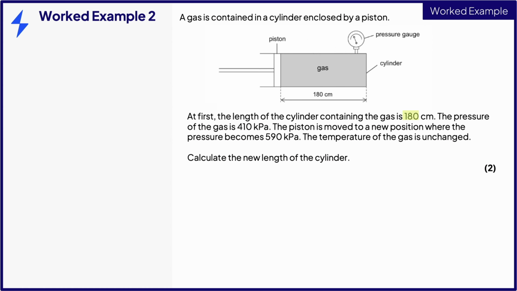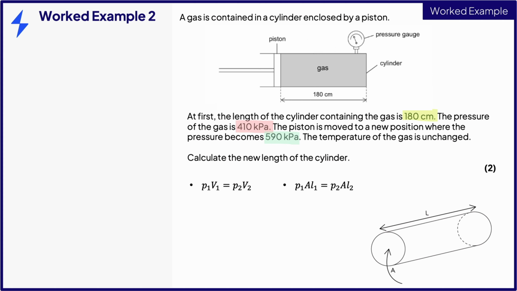We have been given the initial length, the initial pressure, and the final pressure. We need to calculate the new length of the cylinder. We have 2 different scenarios on the same object, which implies we use the equation P1V1 equals P2V2. Now, we've been given the length and not the volume, but we know that this is a cylinder, where its volume is its cross-sectional area A times its length L. This can be replaced in the equation for V.